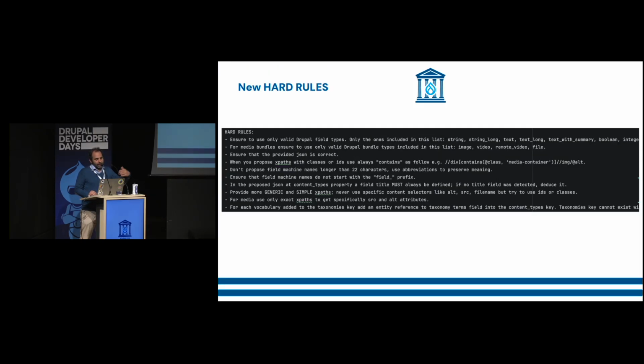We recently added another set of boundaries to the hard rules of the prompt. So first, we make sure that the model suggests only valid Drupal field types. So we provided a list of the valid Drupal field types. Also, for the media bundles, the same principle applies. After, we try to always propose short field machine names, basically under 22 characters. And every content type must include a title.